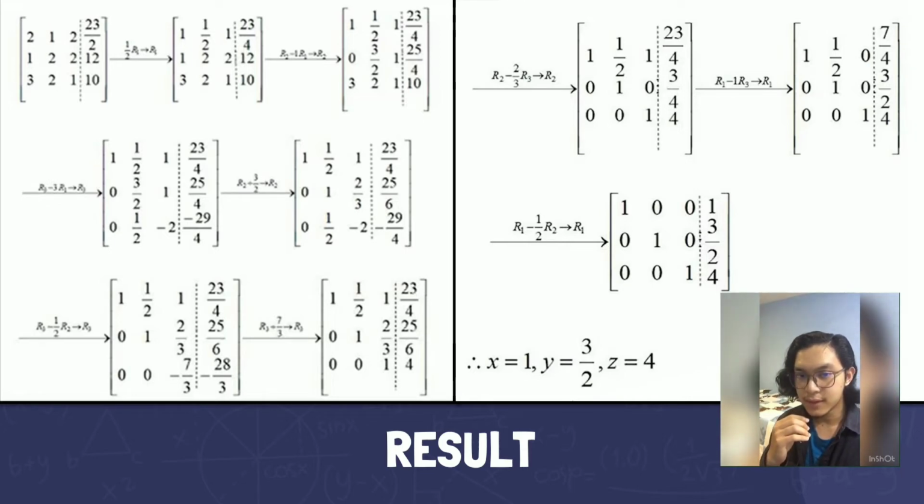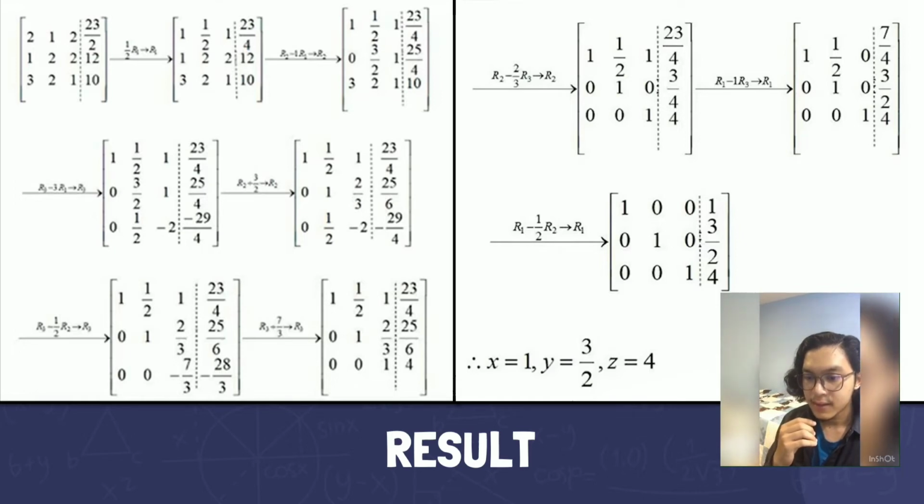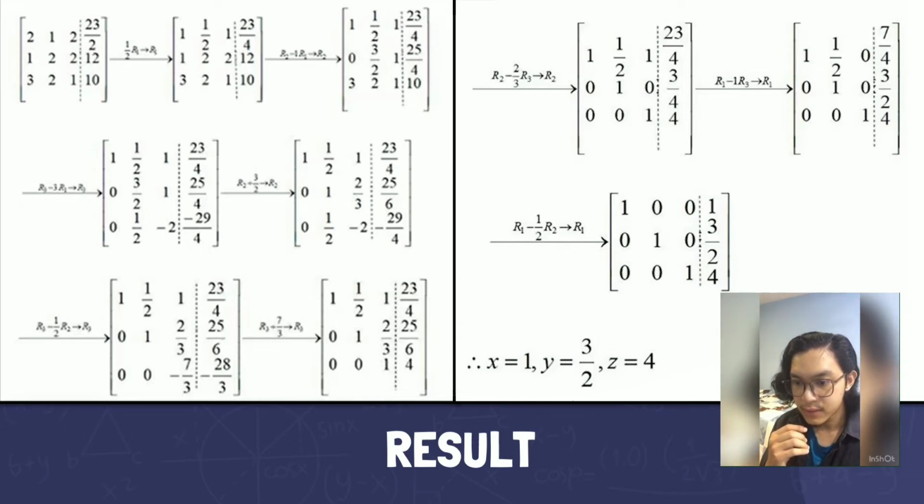So for the first elementary row operation, we will multiply 1 over 2 with R1. So R1 will be 1, 1 over 2, 1, 23 over 4. Next row operation will be R2 minus R1. So R2 will be 0, 3 over 2, 1, 25 over 4. Next row 3, R3 minus 3 R1. So row 3 will be 0, 1 over 2, negative 2, negative 29 over 4.